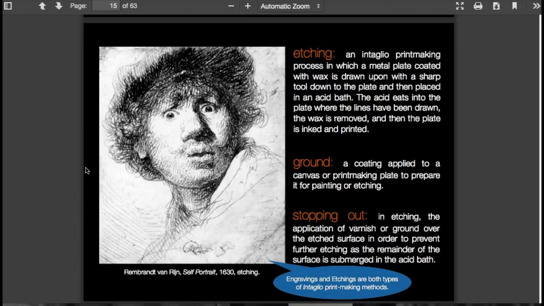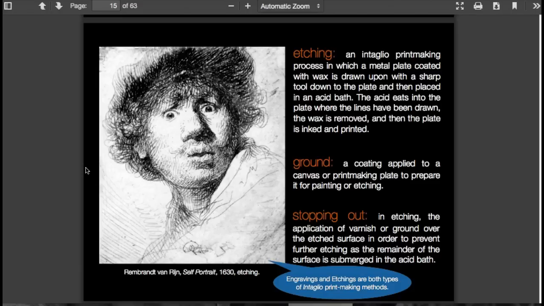So that way the acid is eating away at that plate, and the longer you leave it in an acid bath, the deeper those lines are going to get. And so then it's removed, the wax is removed, and it's inked and printed. So we call this waxy surface a ground that is applied to prepare it for etching.